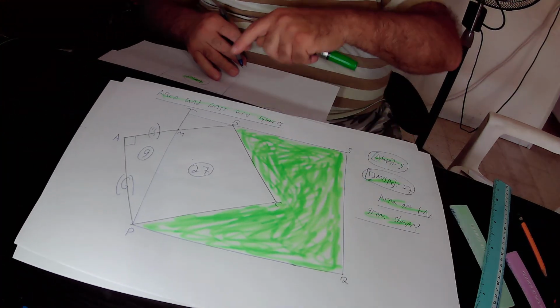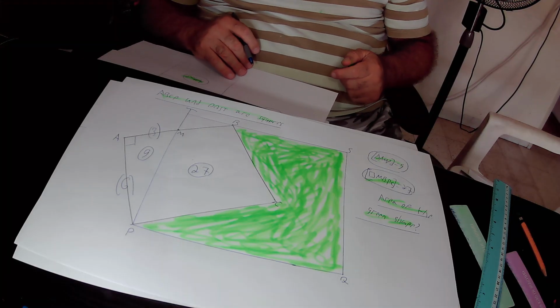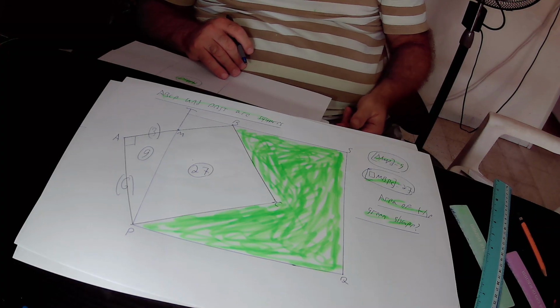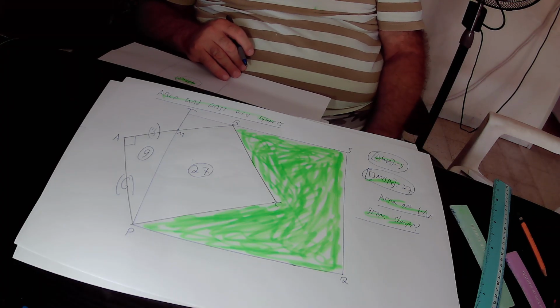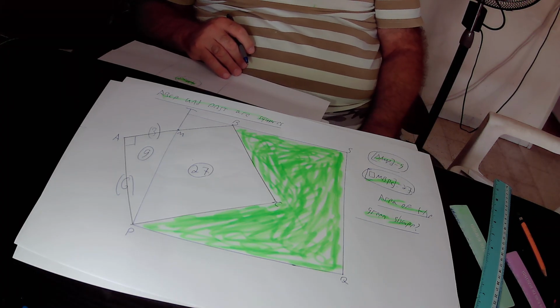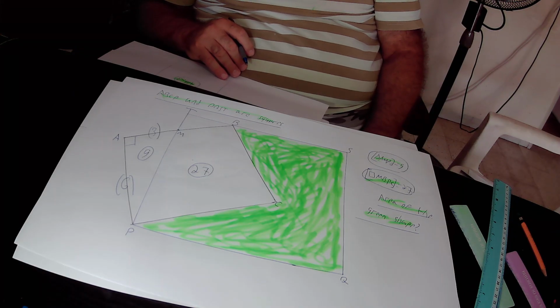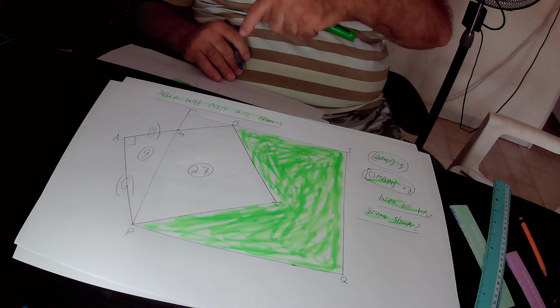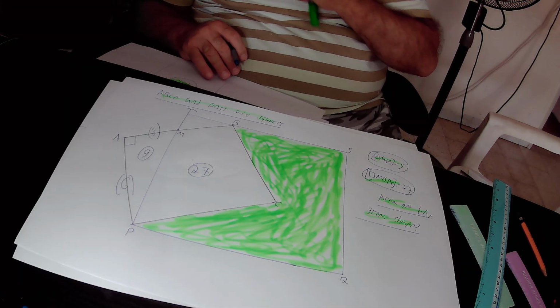In the next step, we will apply the Pythagoras theorem to the right triangle AMP. According to the Pythagoras theorem, in any right triangle, the square of the hypotenuse equals the sum of the squares of the perpendicular sides. So we will apply the Pythagoras theorem to this right triangle AMP.